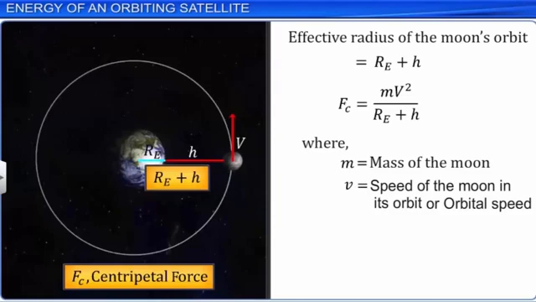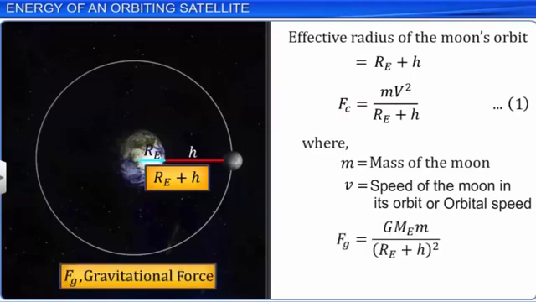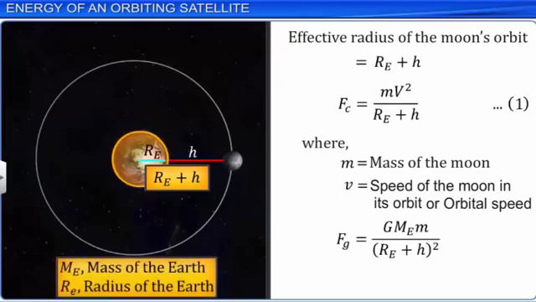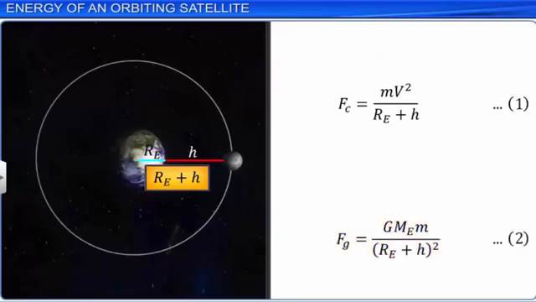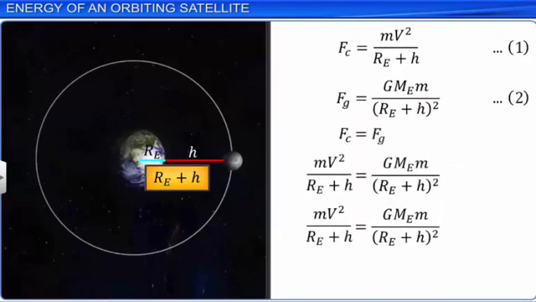The gravitational force between the Moon and the Earth is expressed as Fg is equal to G ME m by RE plus h square, where ME is the mass of the Earth. Let this be equation 2. Equating the two equations and simplifying, you get the expression for the speed of the Moon in its orbit as square root of G ME divided by RE plus h. Let this be equation 3.